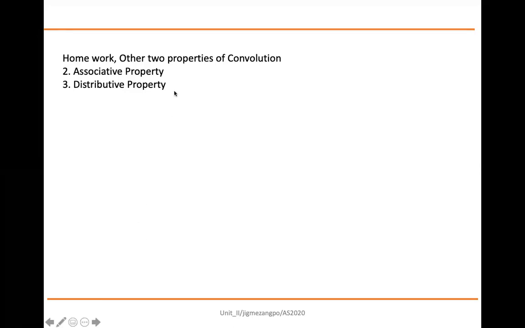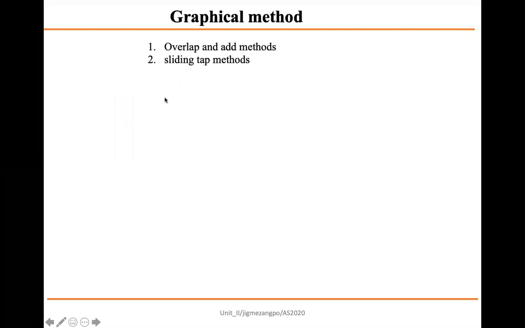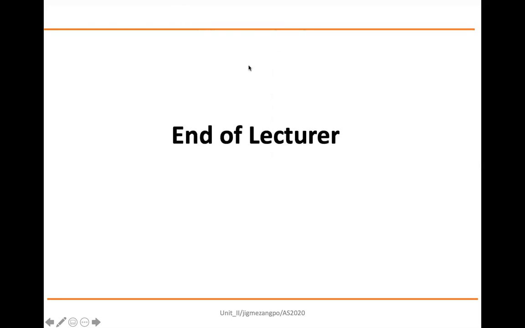Another homework: the other two properties of convolution, the associative property and the distributive property. Now you are going to look into the graphical method, overlap and add method, and sliding method. End of lecture.